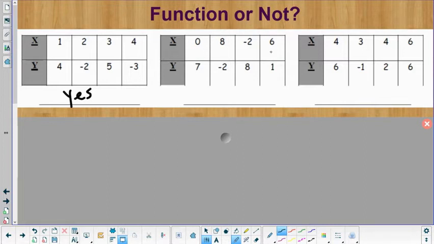All right, what about table 2? No repeating x's, so it is also a function. Uh-oh. Over here, I have a 4 and another 4, so this one is not a function.